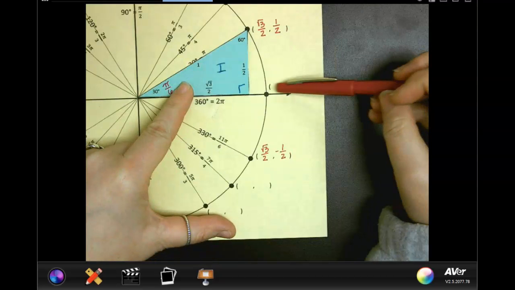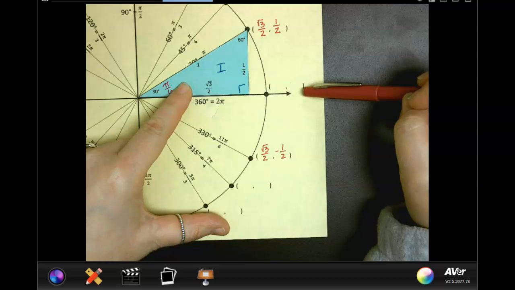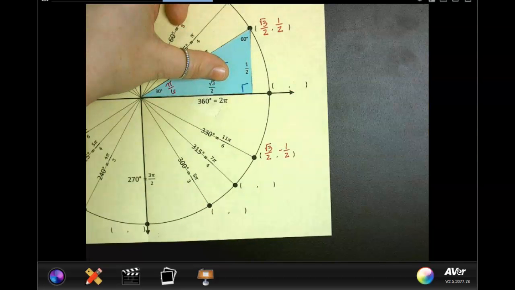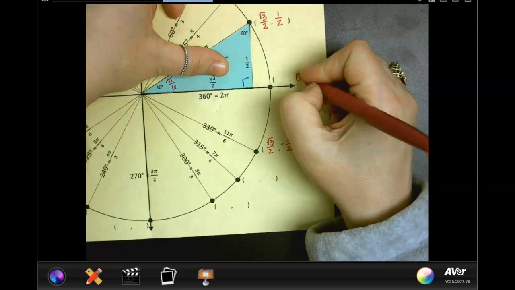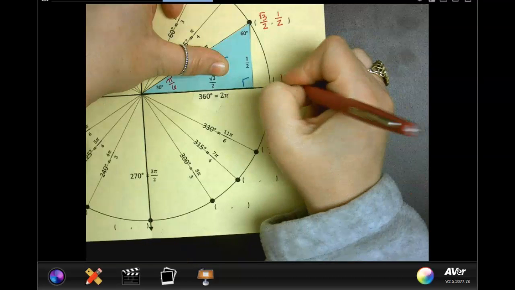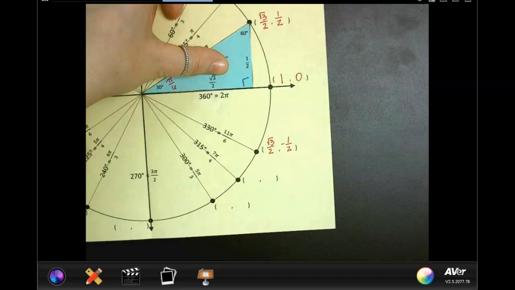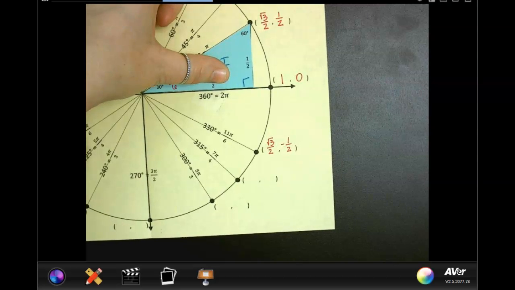Now what's this point right here? What's the x value? The y value is 0. Oh, I got it. It's 1, 0. I was hearing 0, 1 over there instead of 1, 0. It's okay. All right, so we all good so far? Not that bad, right?